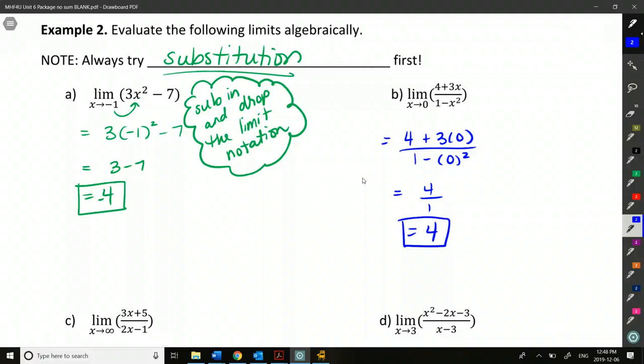Where do you get 0? Oh, x equals 0. X is approaching 0, yeah. Great.